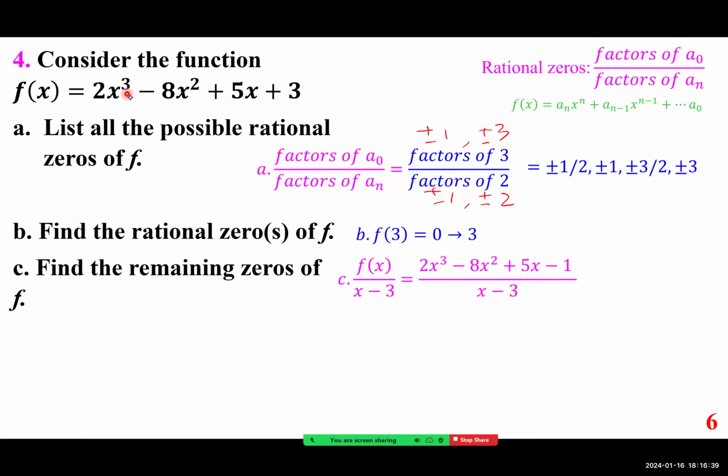Now, the rest of the zeros, if they are not rational, if they are irrational or complex, they happen in pairs. So I just showed you how to do this division in the previous page as far as the synthetic division is concerned. I'm going to quickly show you again. So I'm going to use 2, -8, 5, and -1 first.